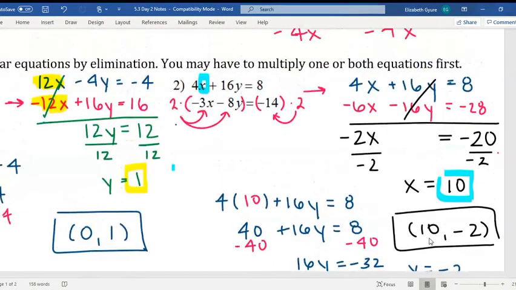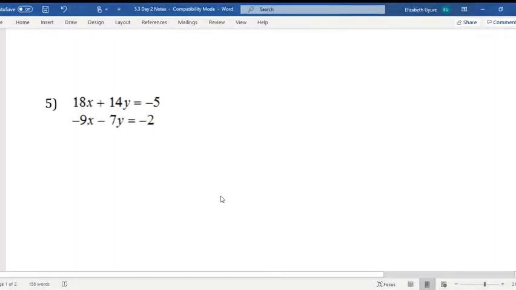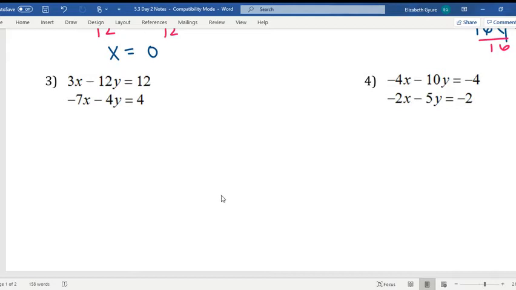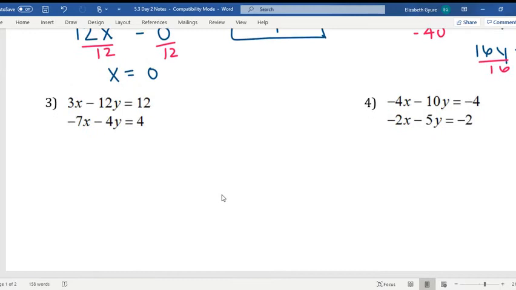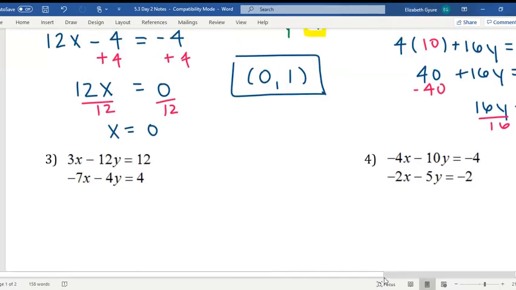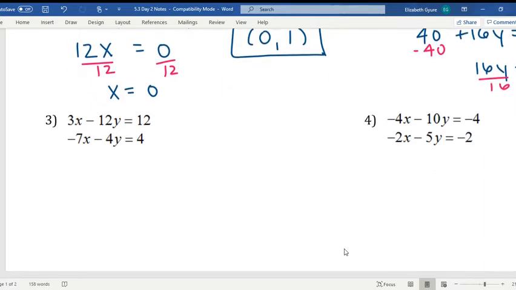We are going to do, let's see where we're at here. Sorry, trying to decide which ones I want to do together. Let's do number 4 and 5 together, and then I'm going to have you guys go back and attempt number 3, okay?